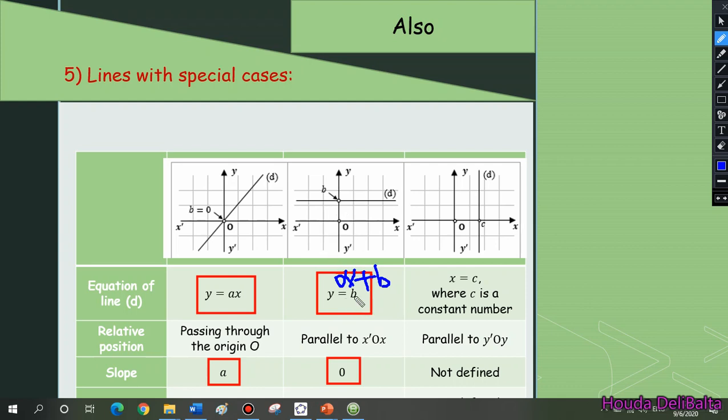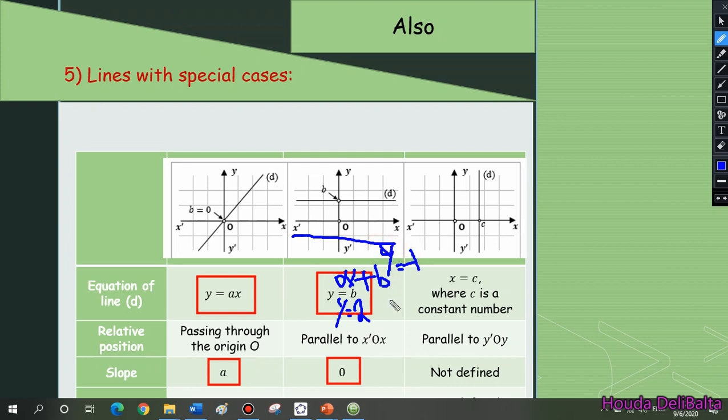So if b is 2, then the equation of this line is y equals 2. And definitely it is parallel, as you see, to the x-axis. If b is minus 1, for example, here, then the line has the equation of y equals minus 1, and so on.